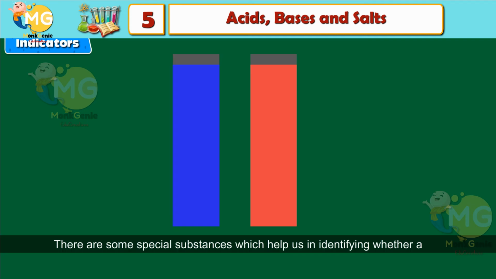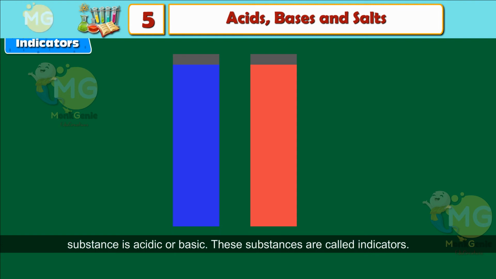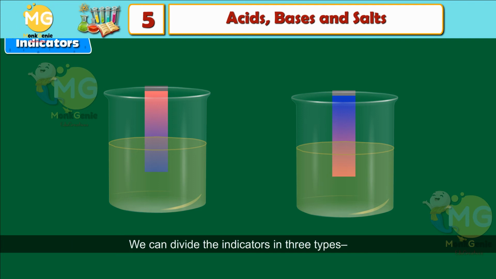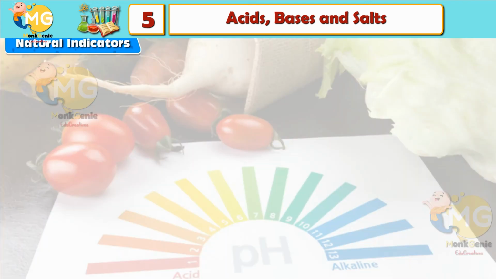Indicators. There are some special substances which help us in identifying whether a substance is acidic or basic. These substances are called indicators. They change their color when added to an acidic or basic solution. We can divide the indicators into three types: 1. Natural indicators, 2. Synthetic indicators, 3. Universal indicators.